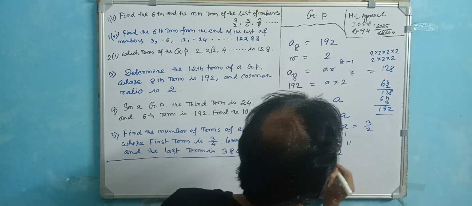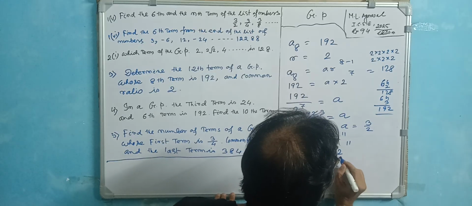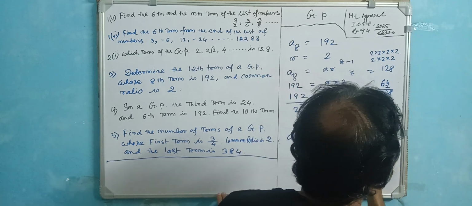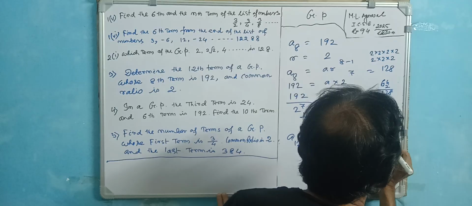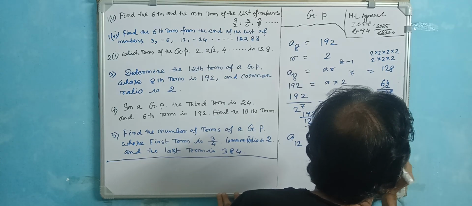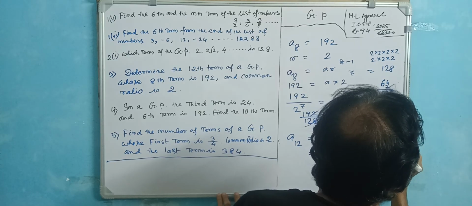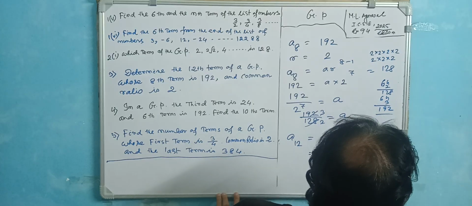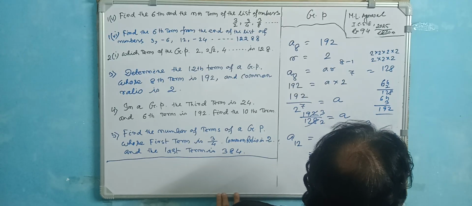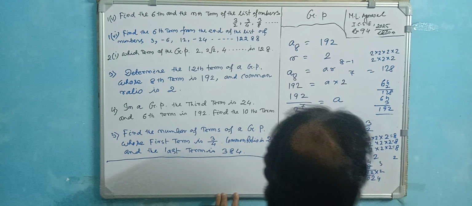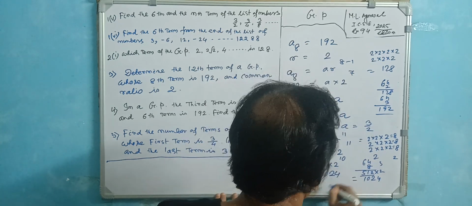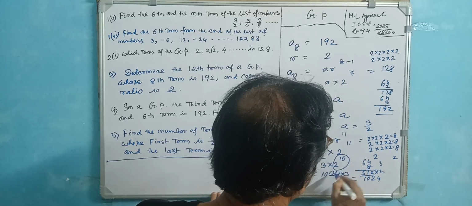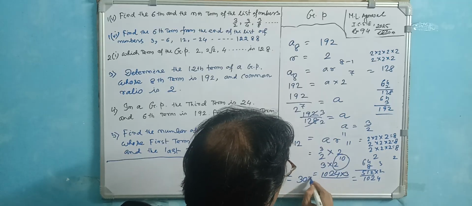In case of indices, this is actually 3 into 2 to the power 10. 2 to the power 10: 2 into 2 into 2, 2 to the 4 is 16, 8, 8, 64, 64 into 8... Because 2 to the power 10 is 1024, into 3 gives 3072. This is the ultimate answer.